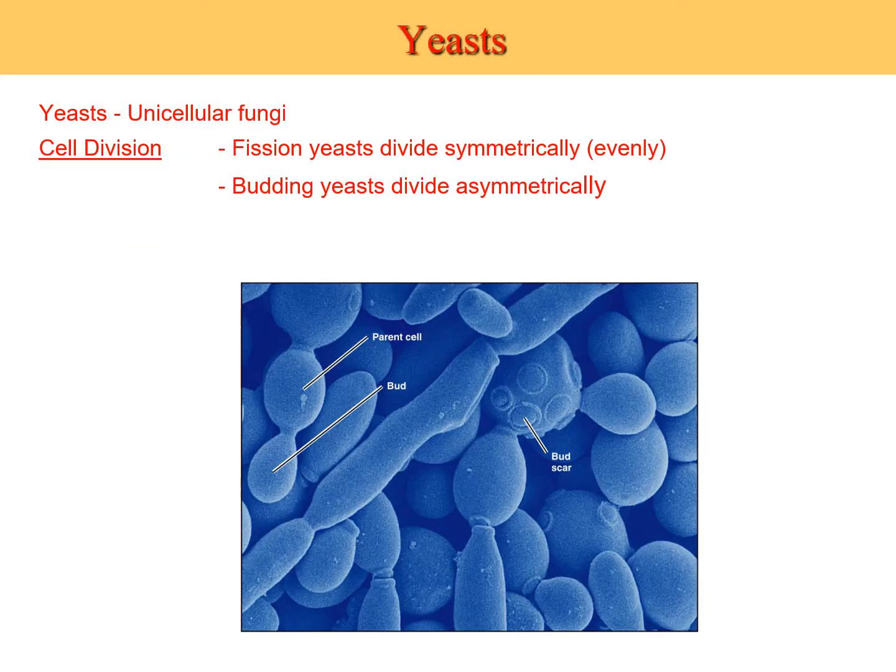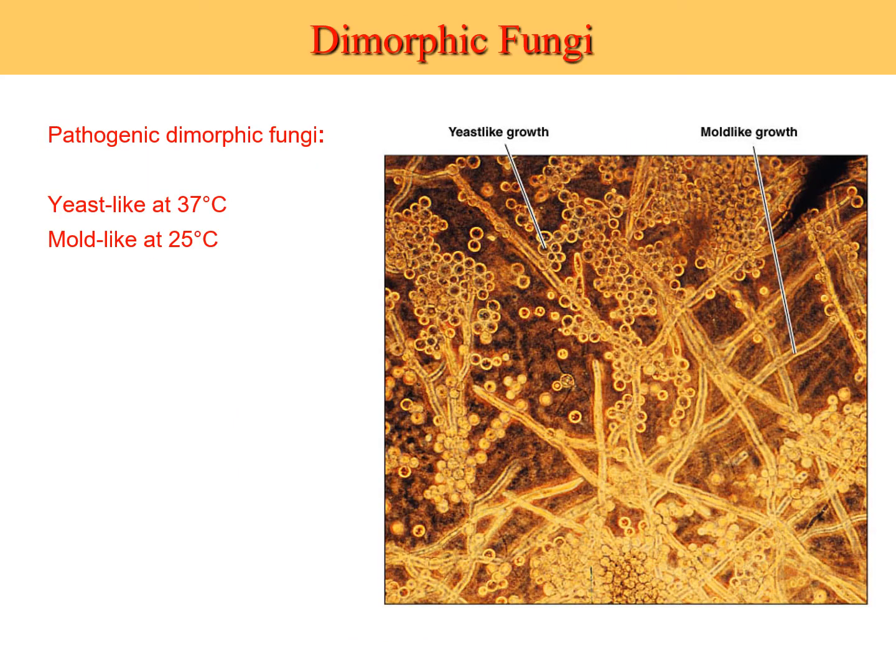Yeasts, or unicellular organisms, divide evenly or asymmetrically, depending upon whether they divide by fission or budding. And the dimorphic fungi, again, most of the pathogenic types of fungi are dimorphic and are yeast-like at 37 degrees, but are mold-like at cooler temperatures, 25 degrees.